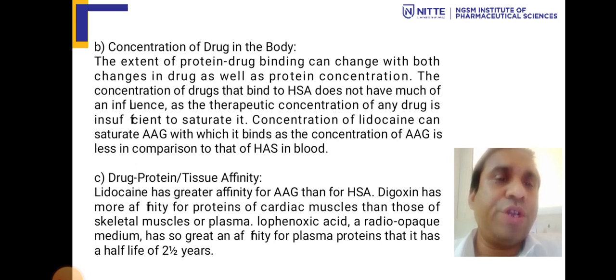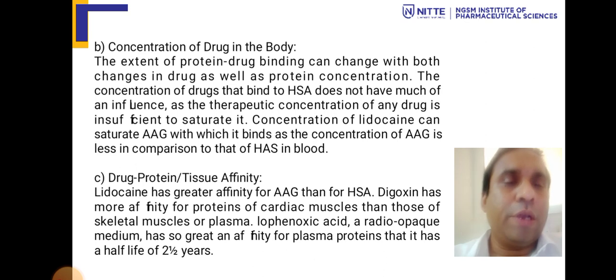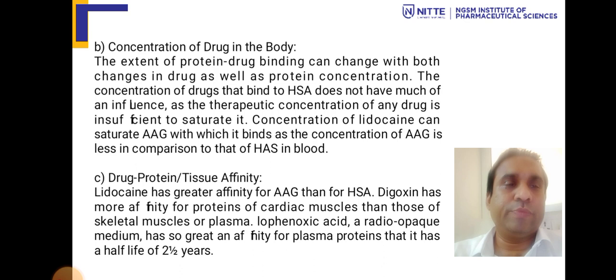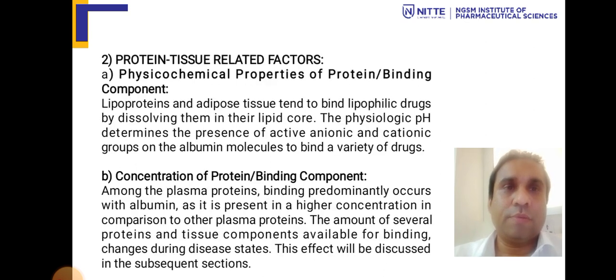What is the drug protein tissue affinity? Lidocaine has greater affinity for AAG than for HSA. Digoxin has more affinity for proteins of cardiac muscles than those of skeletal muscles or plasma proteins. Iophenoxic acid, a radiopaque medium, has so great an affinity for plasma protein that it has a half-life of 2.5 years.